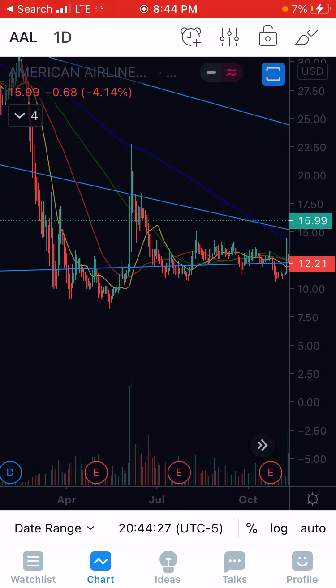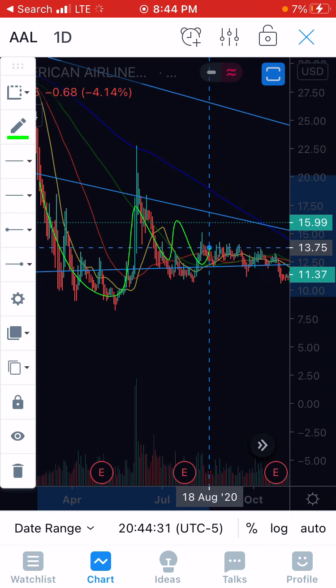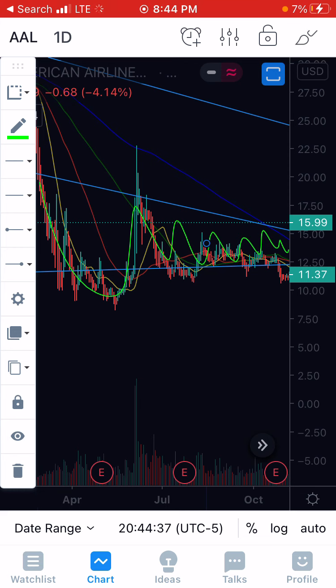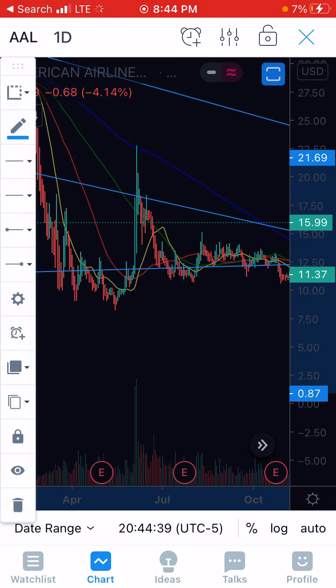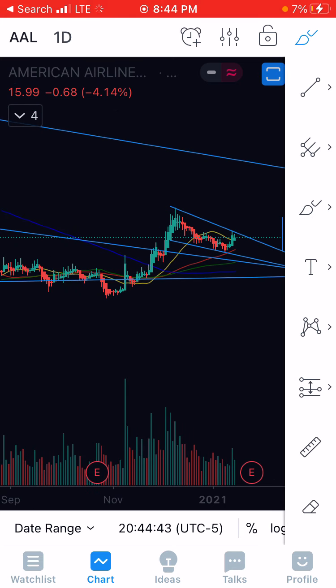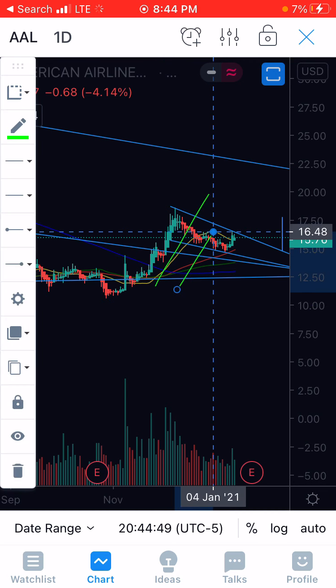This looked like some type of pennant in here. Even though we fell out of support and came back in, we went inside this pennant here, and when we got to the end of the apex, where these trend lines all converged, we ended up having all of our moving averages create golden crosses and blasted us up.